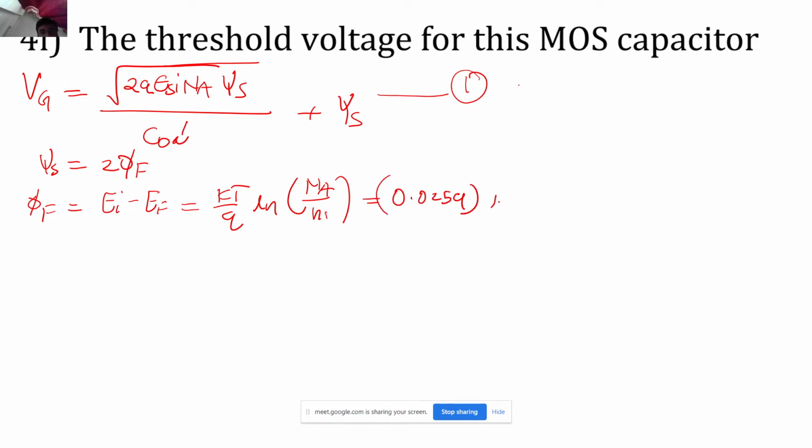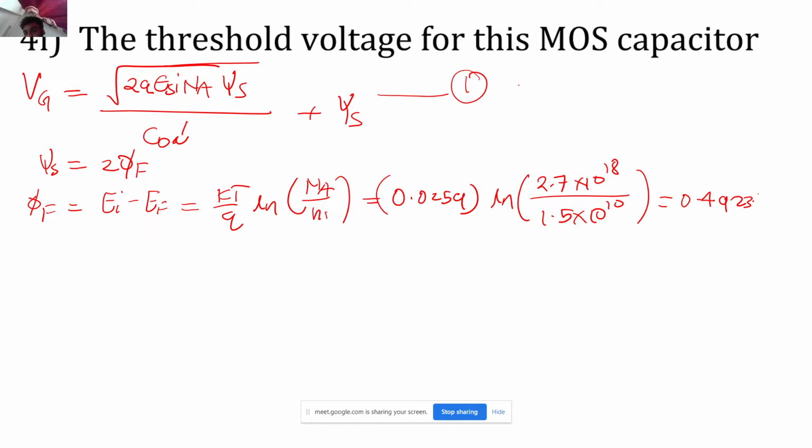Ln of what is Na? It has been given as 2.7 into 10 to the power 18. Right. And what is the intrinsic concentration? For silicon, it's 1.5 into 10 to the power 10. Correct. So this would be coming as what? 0.492319 electron volts. Correct. So this is the value of phi f.